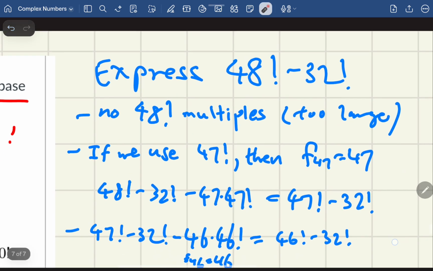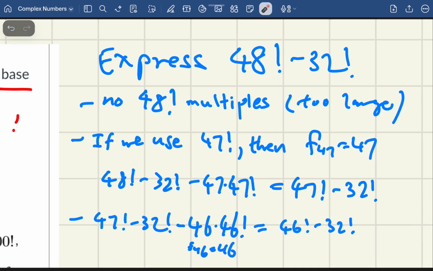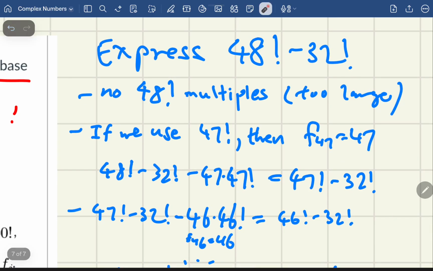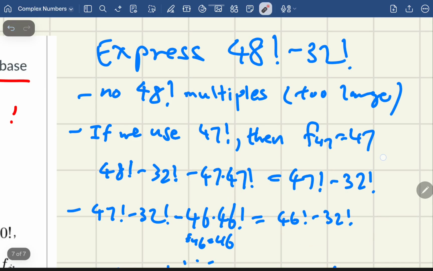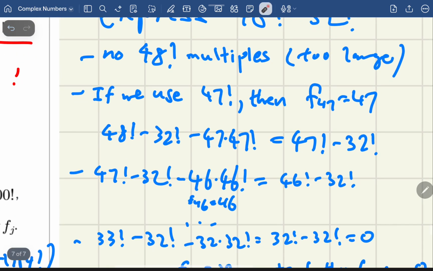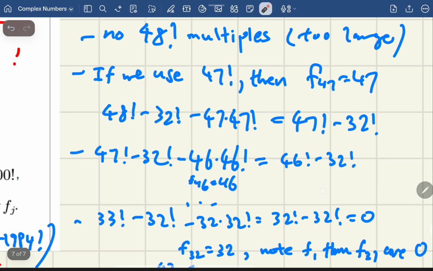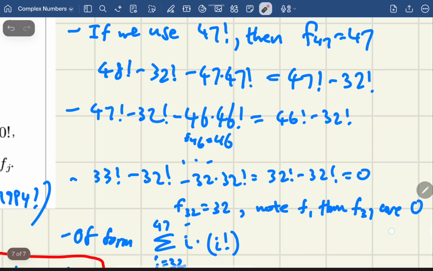And then we have to use 46 factorials now. Note that F47 was 47 in this case, and then F46 is 46. If this was 47, that would just be too big. And then 46 factorial minus 32 factorial is left. And then this continues all the way down to when you have 33 factorial minus 32 factorial. In this case, F32 is just 32, and you get a result of 0, which is nice.